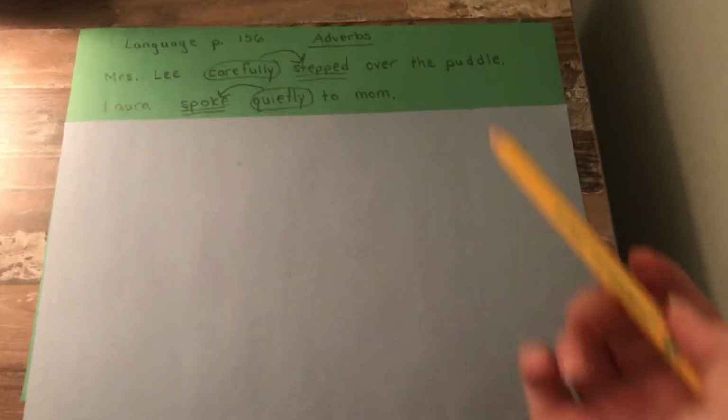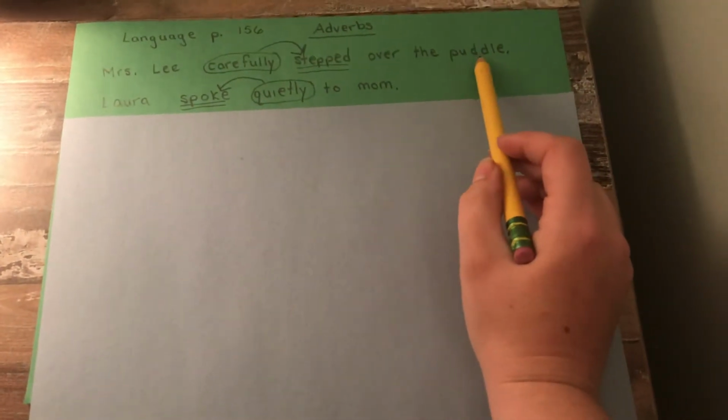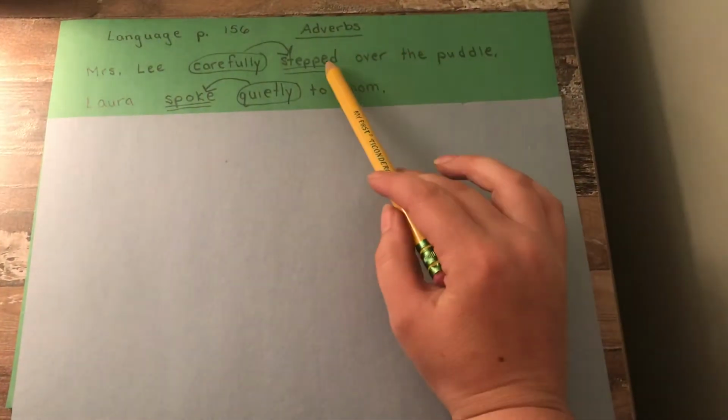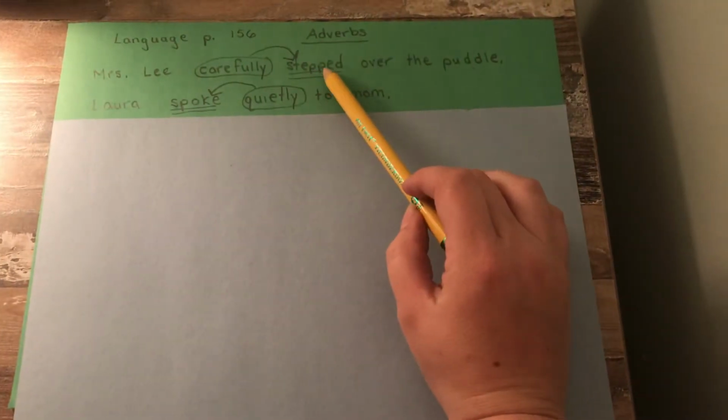Now, if you choose a different word, you can always check this. Okay, say that in this first sentence, maybe you chose puddle. Okay, so how did she step? Puddle step? That doesn't make sense. So just ask yourself the question, how, to make sure that it makes sense.